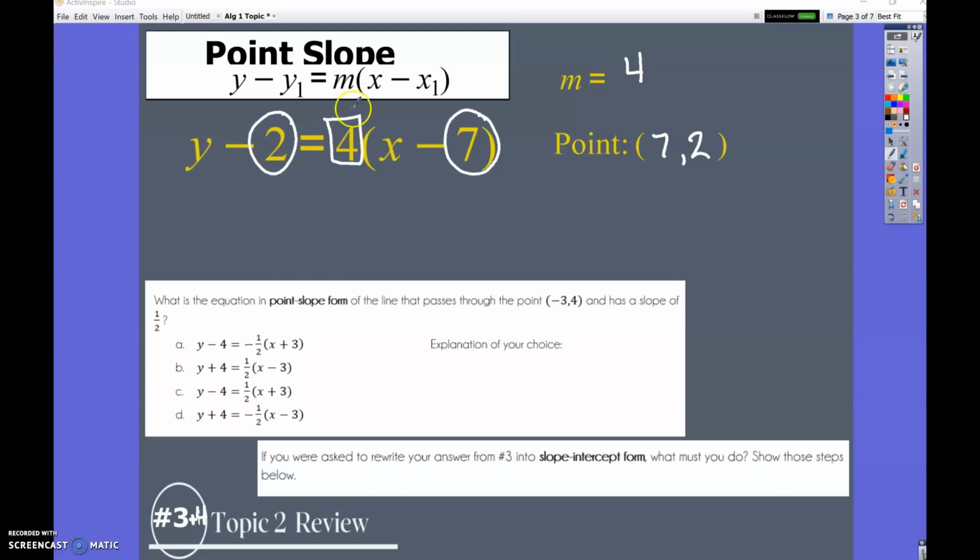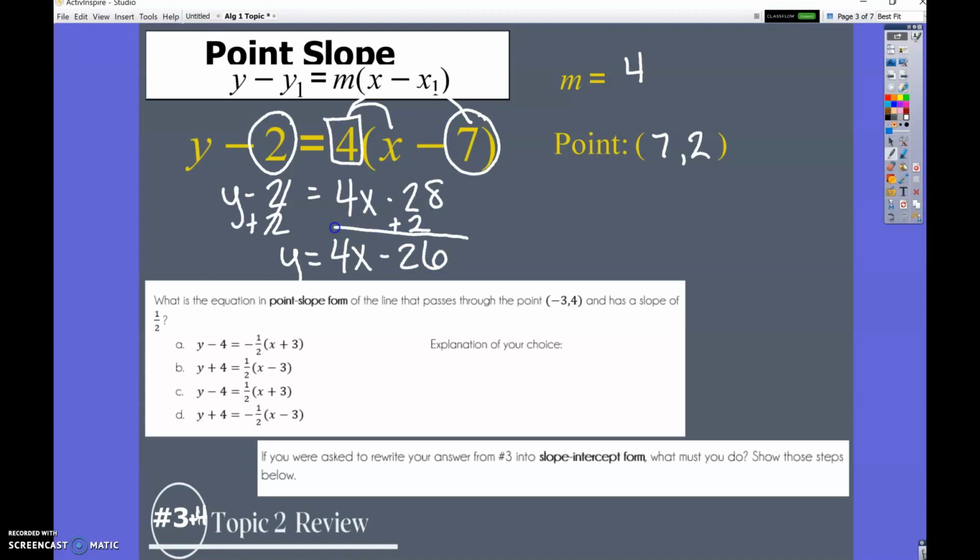So for the example I have here, the easiest way to convert to slope-intercept form is to think of multiplying your slope through. Then I want to get y alone for slope-intercept, so I will add my 2 to cancel the minus 2, and I'm left with 4x minus 26. Converting to slope-intercept form is quite quick. You just need to multiply your slope through and get your y alone. Give numbers 3 and 4 on your review a try.